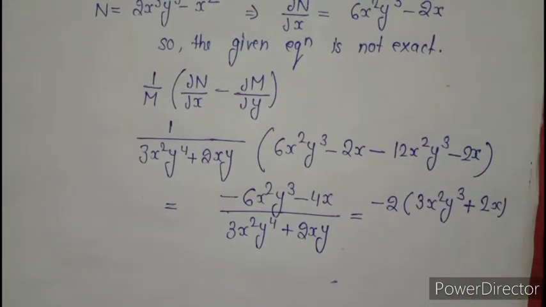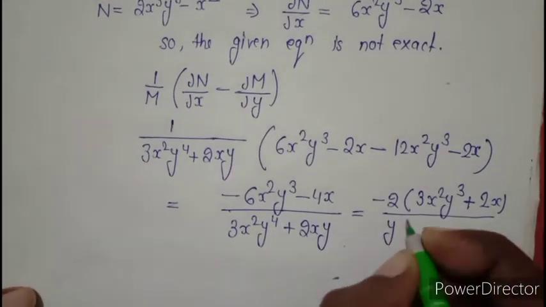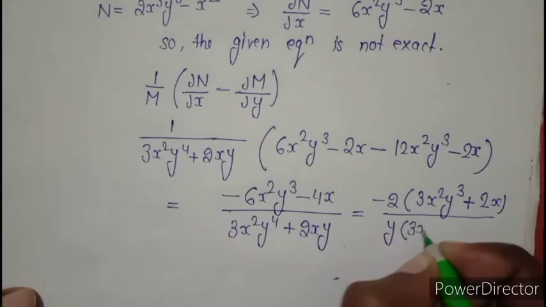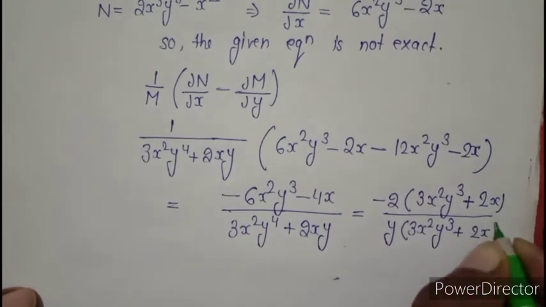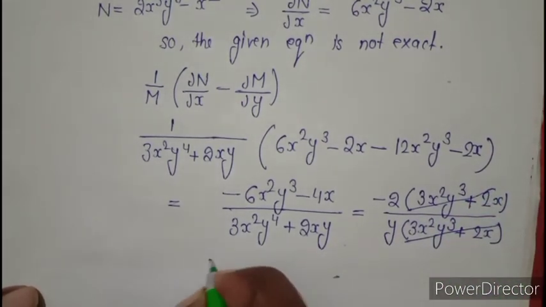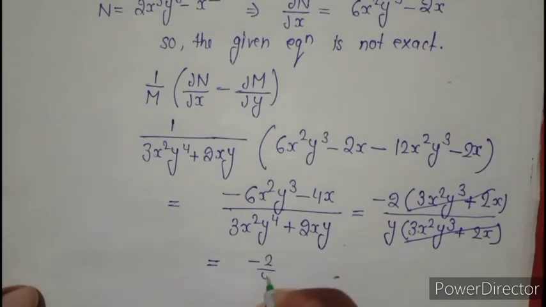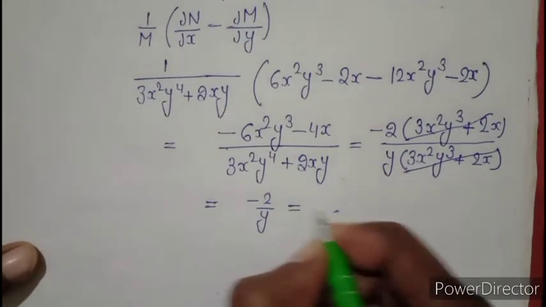And here I can take y as common in the denominator. Then what I get is (3x²y³ plus 2x). Now you can see this term got cancelled by this term. Then what I get is minus 2 by y. Here you can see this is a function of y alone, so I will take it as φ(y).